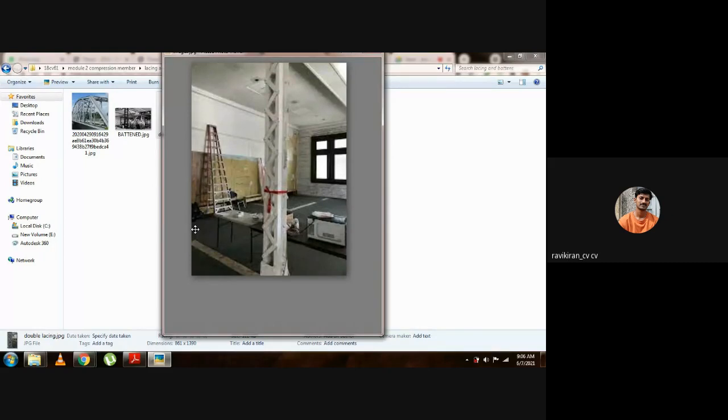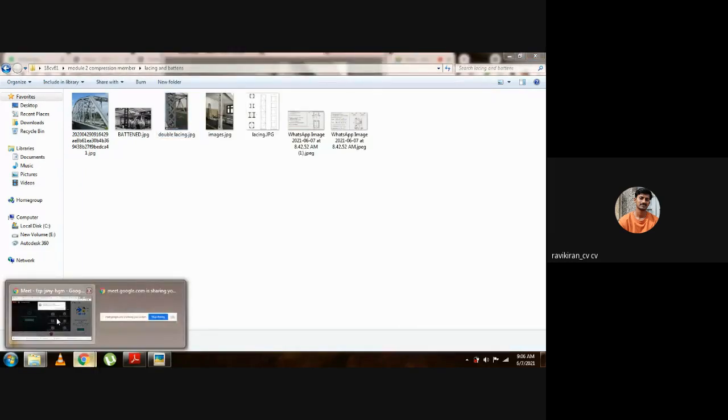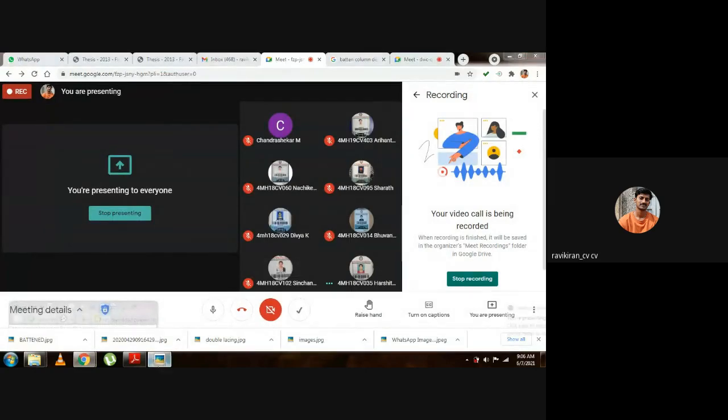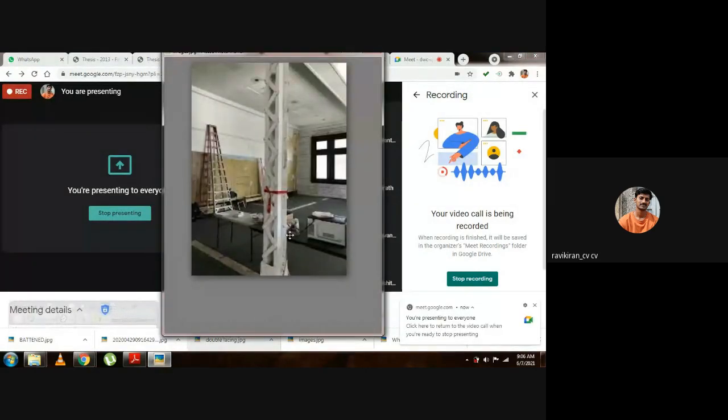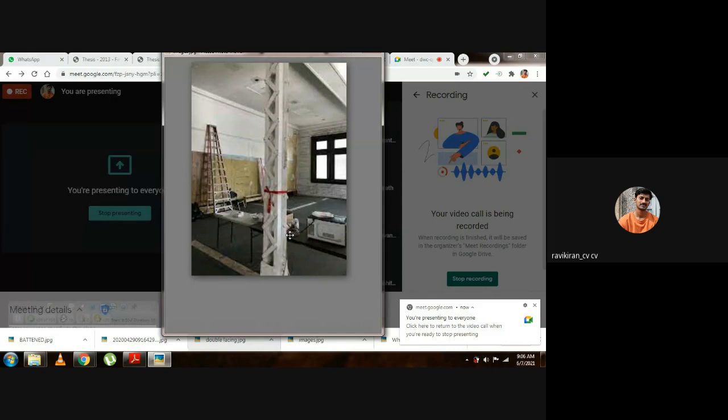Anybody? Okay. Built-up sections in general are made up of two or more individual sections. Can you listen to me? Yes. So a built-up section is generally made up of two or more individual sections. Which are those? It might be I section, it might be channel section, it might be plates, angles. So two or more individual sections made into a single unit is called a built-up section.